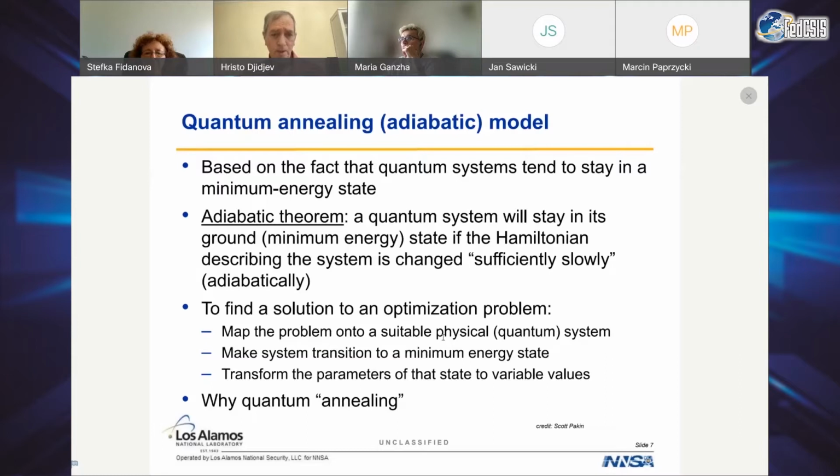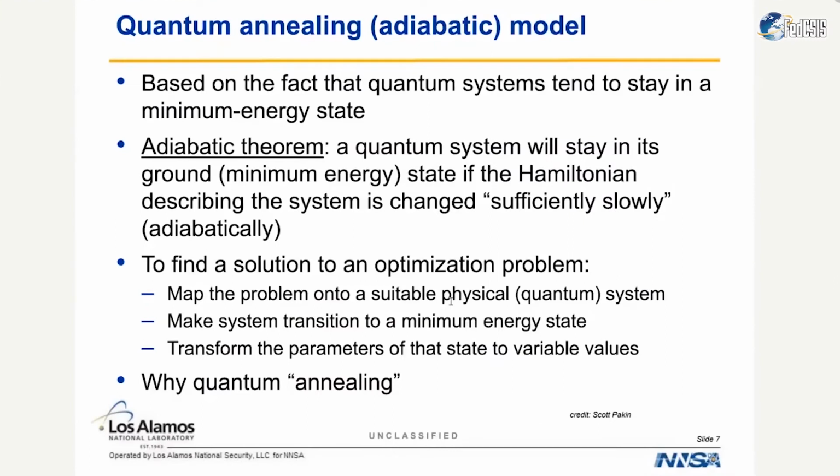And here's the catch: it is in this "sufficiently slowly." For the hardest problems, sufficiently slowly means exponential time. So this theorem alone doesn't guarantee that we'll be able to do better using this type of transition, but if we do it more carefully, we can get some advantage.